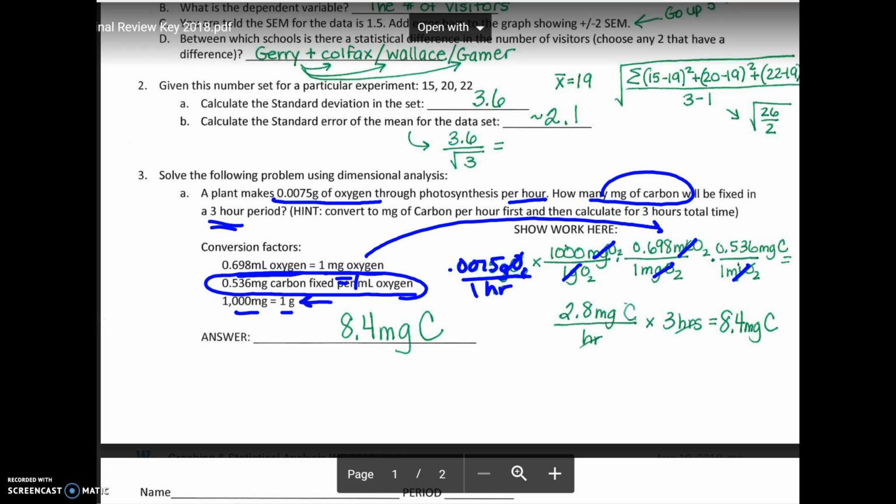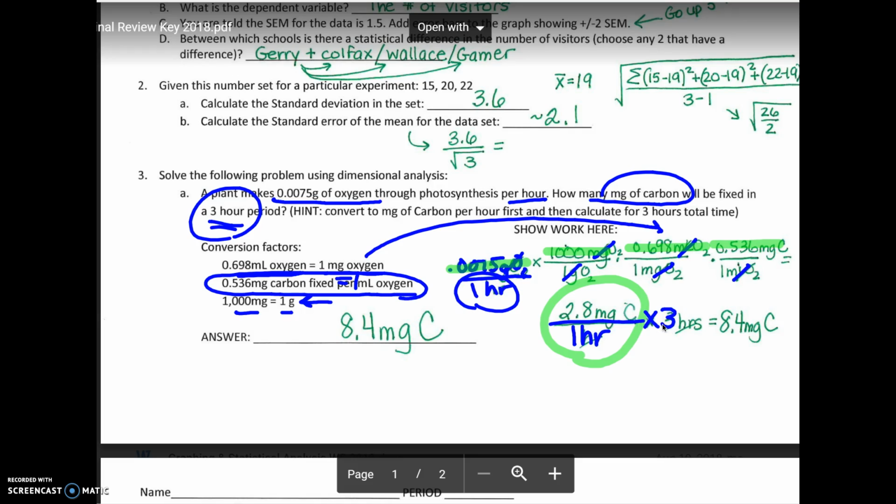And now if I multiply all this across, 0.0075 times 1,000 times 0.698 times 0.536, I get this, 2.8 milligrams of carbon. But remember, this is still just how much I make per 1 hour, because I've never canceled my hour. It's still sitting there. Since I want to know how much it will make in 3 hours, I'm going to multiply by 3.